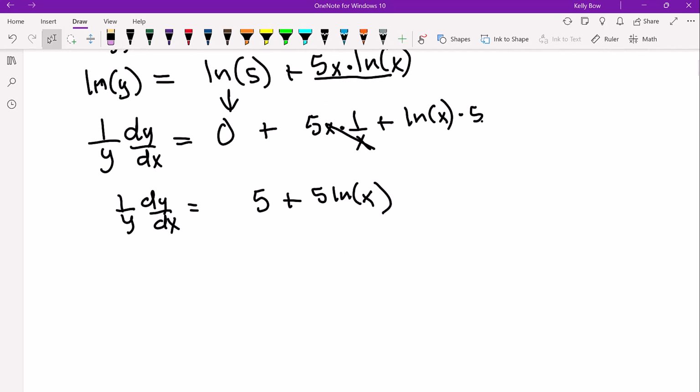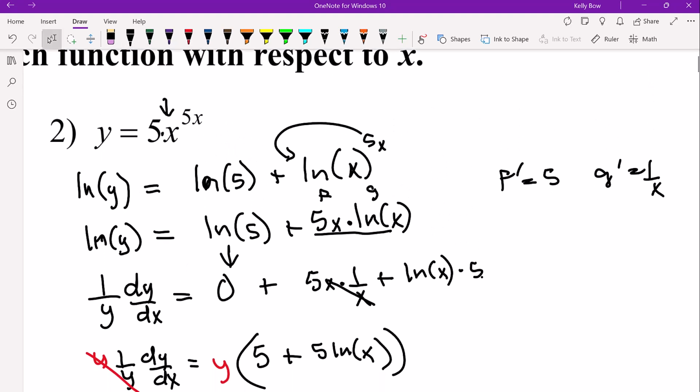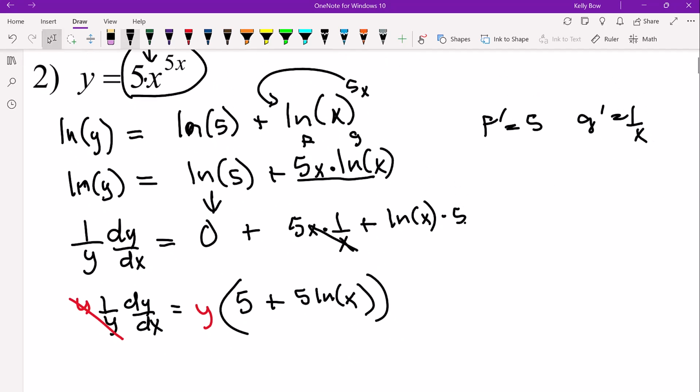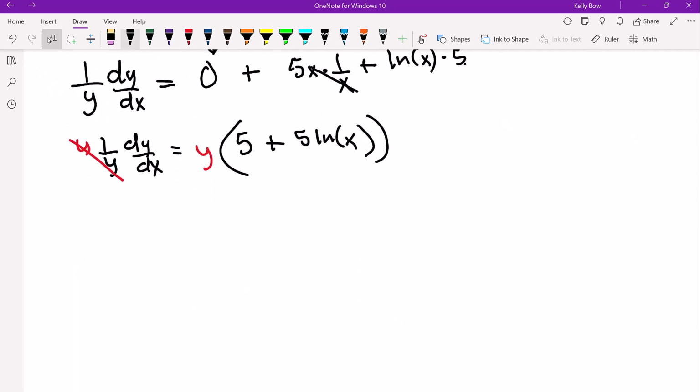All right, so now we're ready to multiply both sides. I'm just going to do this in a step like this. So we're going to multiply both sides by y. And then we go back up there. We're going to replace the y with 5x to the 5x. So dy dx is equal to 5x to the 5x.